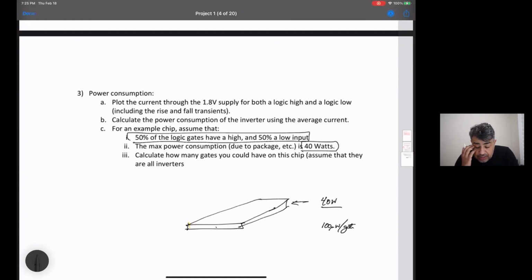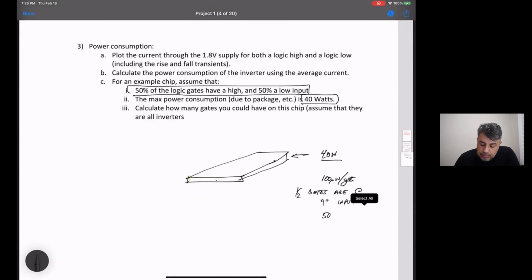So we said half the gates are working. If half the gates are on, at 1 input, then you could assume you have 50 microwatts on average per gate, because the other half are just off. So you just divide 40 watts by 50 microwatts, and it tells you how many gates you can afford to have in this chip from a power consumption standpoint.